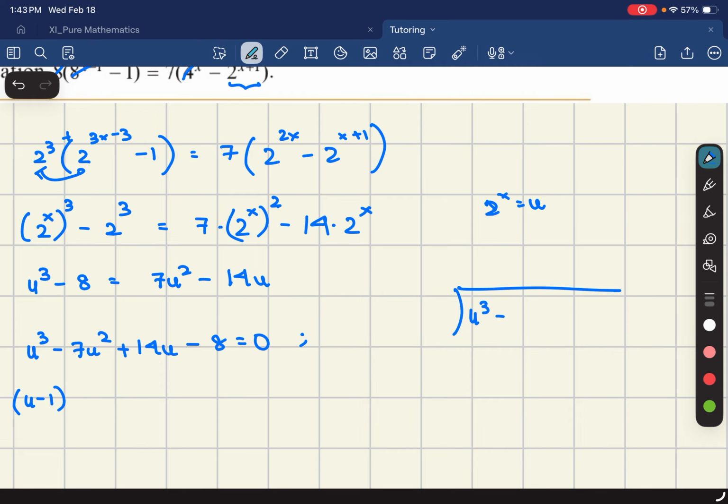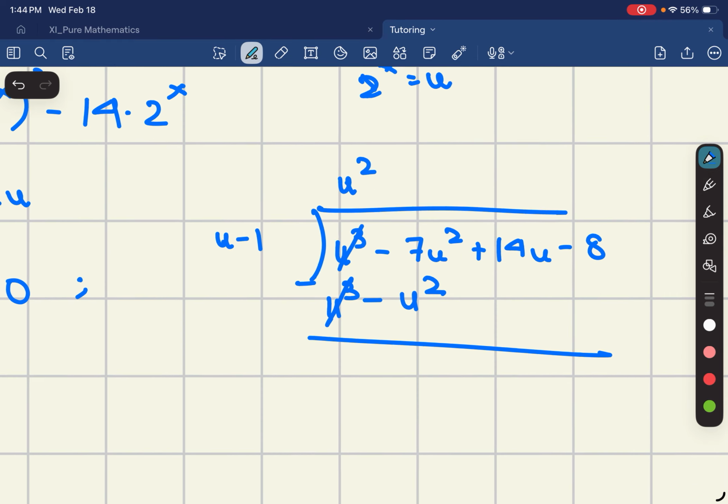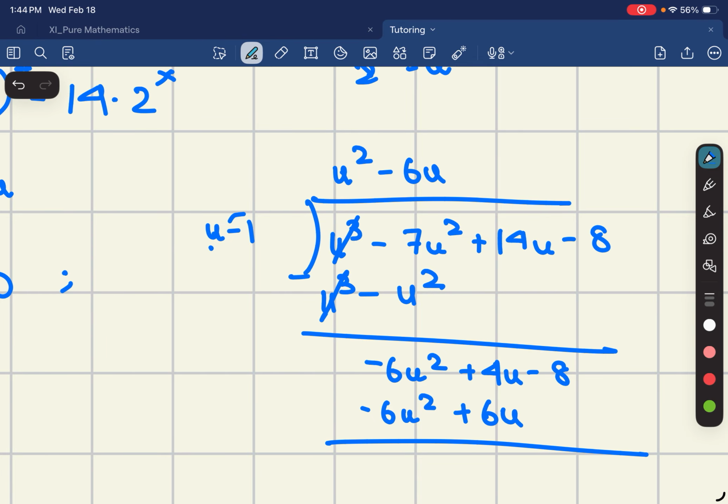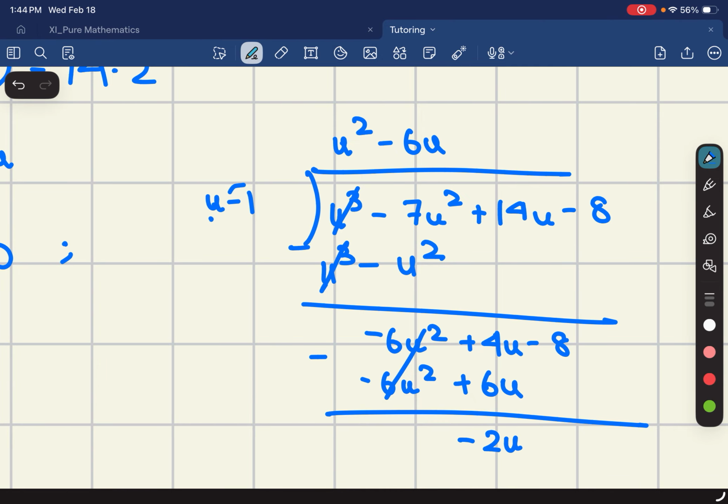So we're going to divide u cubed minus 7u squared plus 14u minus 8 by u minus 1. So u times u squared is going to give me u cubed. And u squared times minus 1 is going to be minus u squared. And I can subtract. So u cubed minus u cubed is going to give me 0, minus 7u squared plus u squared is minus 6u squared. And I'm going to bring everything else down. I'm going to have to multiply by minus 6u. If I multiply minus 6u with u, I get minus 6u squared. And I also get plus 6u when I multiply by minus 1. So if I subtract, this is going to collapse to 0, and I'm going to have minus 2u minus 8.